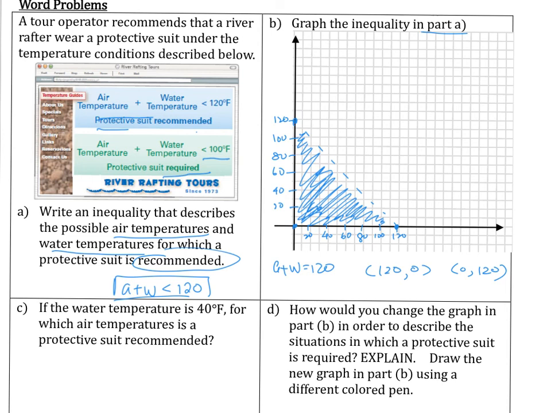Part C, if the water temperature is 40 degrees Fahrenheit, for which air temperatures is a protective suit recommended? So I'm going to have to take the inequality from part A, A plus W less than 120, and I have to substitute in the water temperature 40 degrees and solve the inequality. And A will be less than 80. So air temperature below 80 degrees Fahrenheit is recommended.